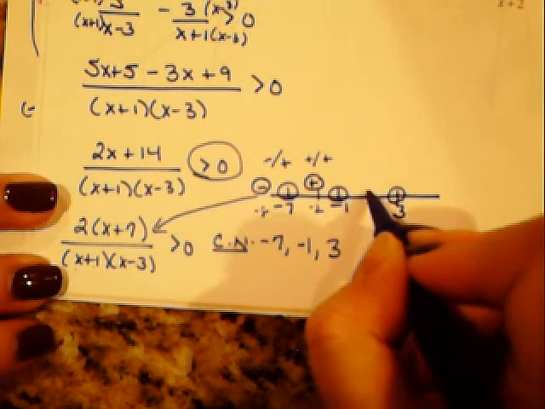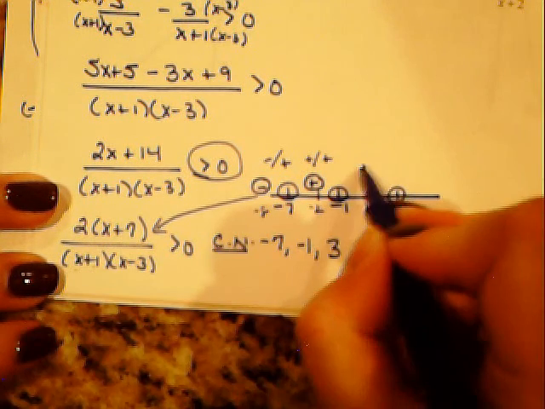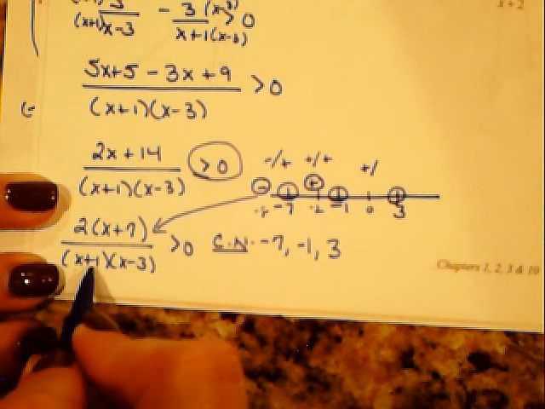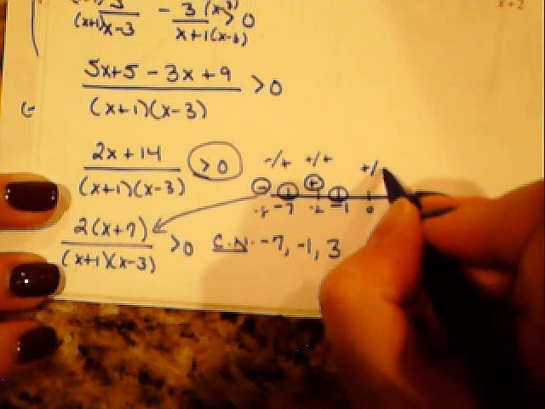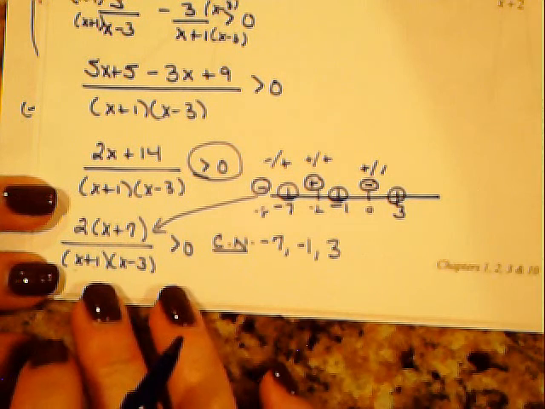Picking a number between negative 1 and 3, I'll choose 0. 0 plus 7 is positive, so it's positive in the numerator. 0 plus 1 is positive, 0 minus 3 is negative, so I have a negative number in the denominator. That makes numbers between negative 1 and 3 negative.